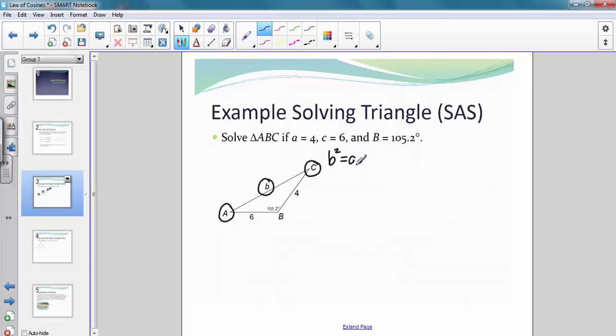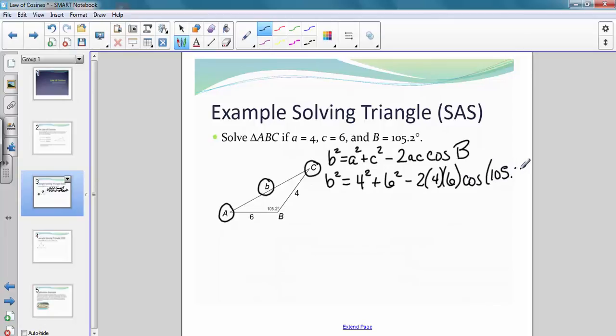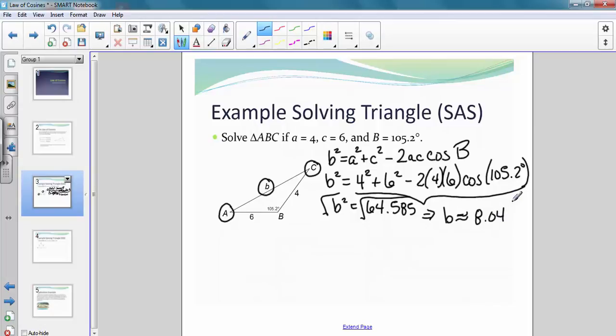I get b squared equals a squared plus c squared minus 2ac cosine of B. So that's going to get me b squared equals 4 squared plus 6 squared minus 2 times 4 times 6 cosine of 105.2 degrees. Putting all of this into my calculator, that's going to give me 64.585. Taking the square root of both sides, I get b is approximately 8.04.